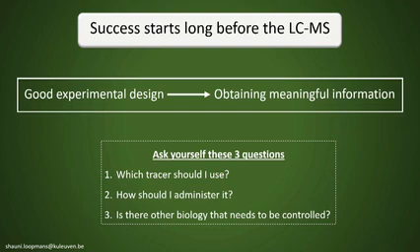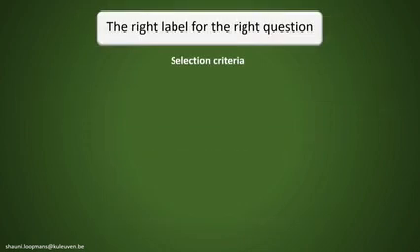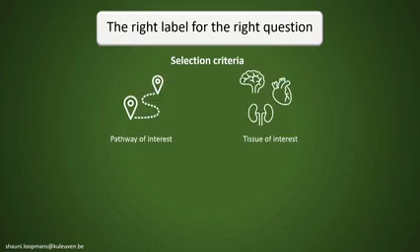Which tracer should I use? How should I administer it? And is there any other biology that needs to be controlled? When we want to select our tracer, it's important to keep 2 things in mind: which pathway do you want to look at, and which tissue are you interested in? Unlike regular metabolomics, untargeted for example, where you can just have an overview of everything, here it's very important that you know upfront which pathway you want to look at. Is it glycolysis? Is it the TCA cycle? Is it the pentose phosphate pathway?